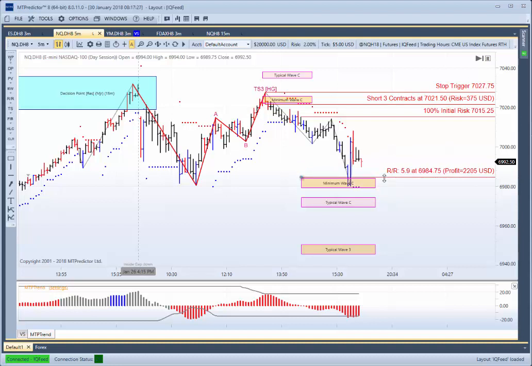If you had have come out at that first minimal target, that would have been almost 6R, but again there was no reason to do that unless you knew you were getting close to the end of the day and you maybe want to trail at the bar highs. But if you hadn't and kept it into the close, the profit would have been approximately 4.6R. So a very nice trade setup there.